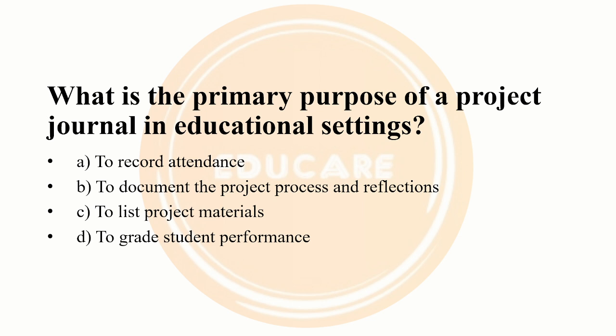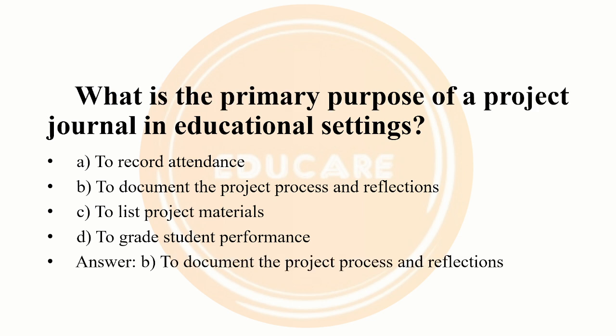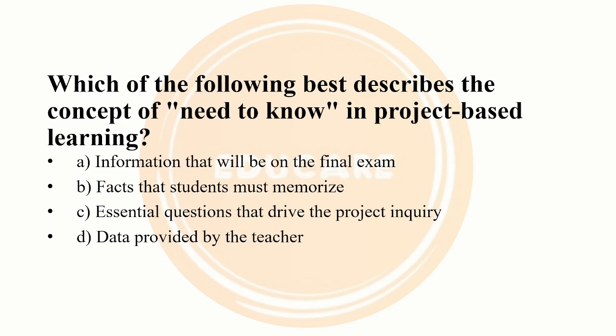What is the primary purpose of a project journal in educational setting? Option A: to record attendance, B: to document the project process and reflection, C: to list project material, D: to grade student performance. Answer of this question is option B, that is to document the project process and reflection.